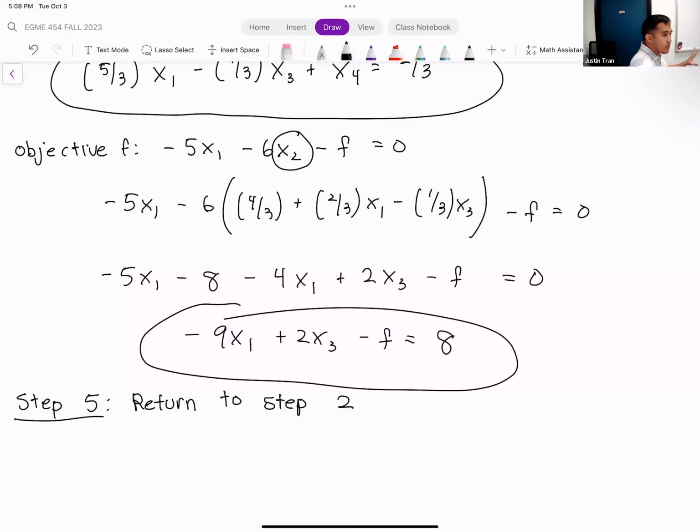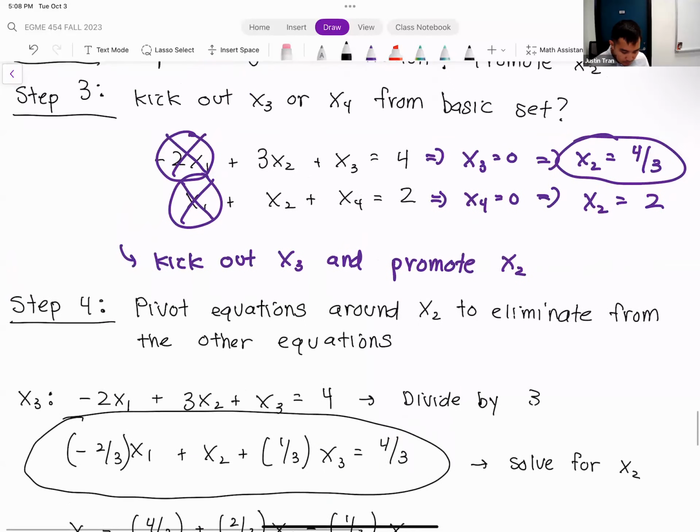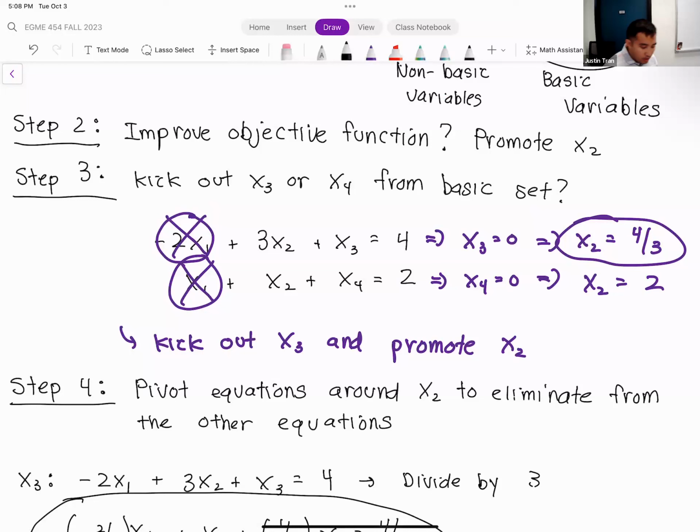So before we finish this up, are there any questions on how we got to this point here? Yes. Because x1 we're still leaving in the non-basic set, we're assuming x1 is still equal to 0. And so just to simplify, we just get rid of it.